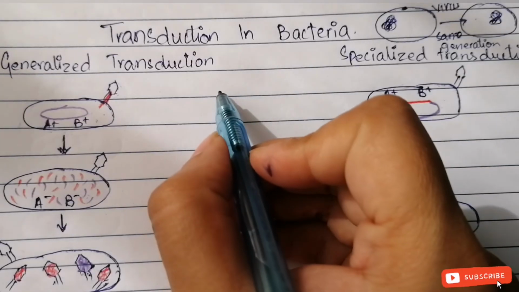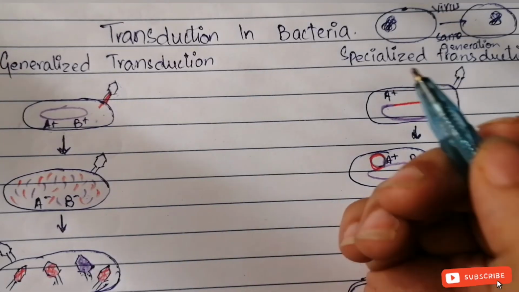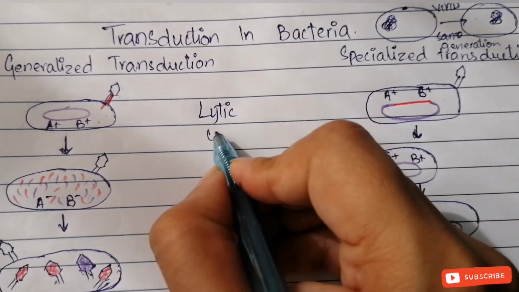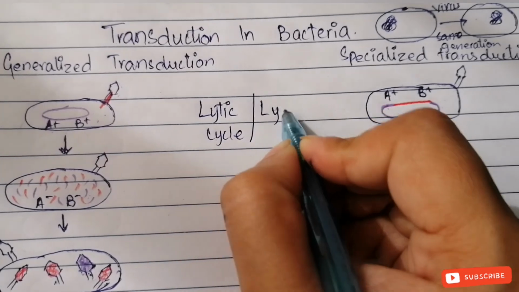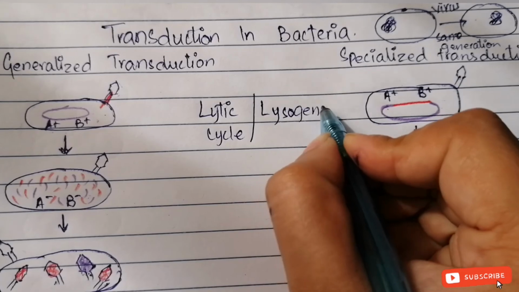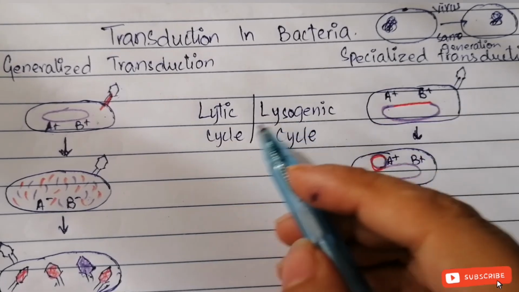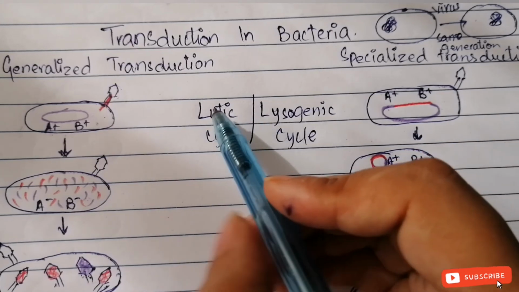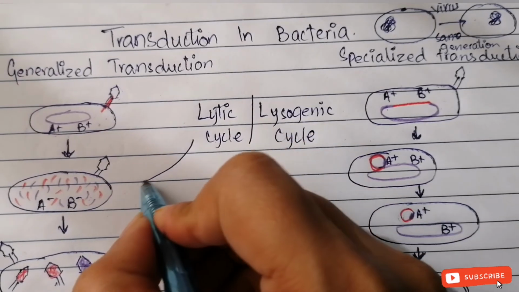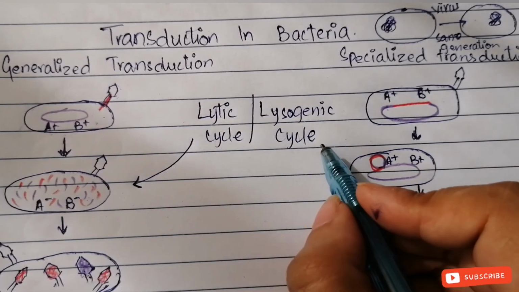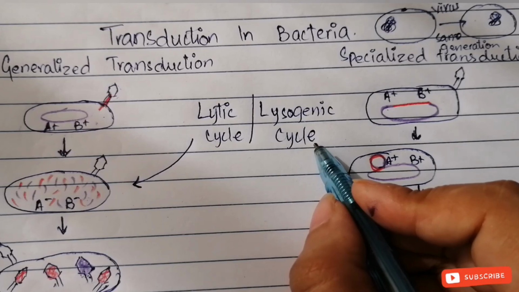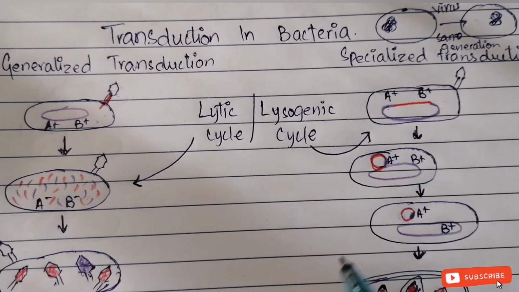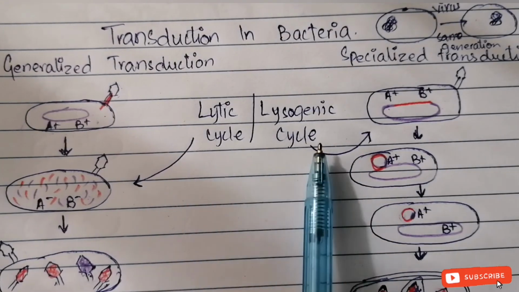Plus there are two types of cycles, two types of phenomena in bacteria. The first one is the lytic cycle. The second one is the lysogenic cycle. The lytic cycle is the one in which the bacteriophage genome completely destroys the bacterial genome into small fragments. This is the one I'm representing here. The lysogenic cycle is the one in which the bacteriophage genome becomes part of, or is integrated into, the bacterial DNA. This one. So here are two types of cycles, the lytic cycle and the lysogenic cycle.